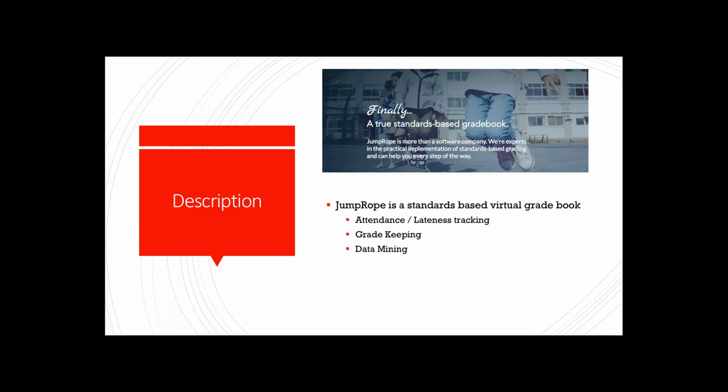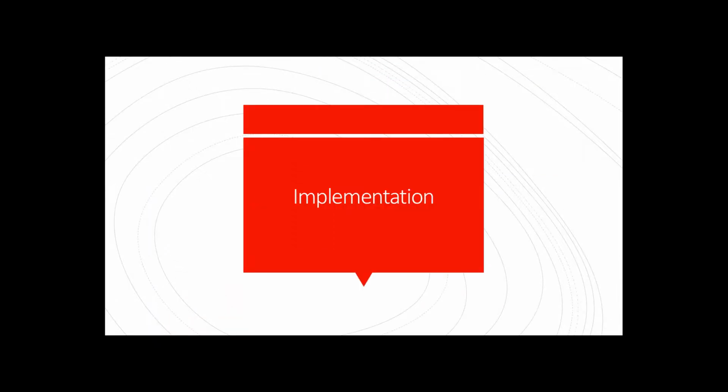Okay, let's move on. The actual type of jump rope we're talking about today is an online standards-based grade book. So we can use it to do things like track attendance, keep track of grades, and also use it to look at the data that we generated. So let's see how JumpRope is actually used on a daily basis.